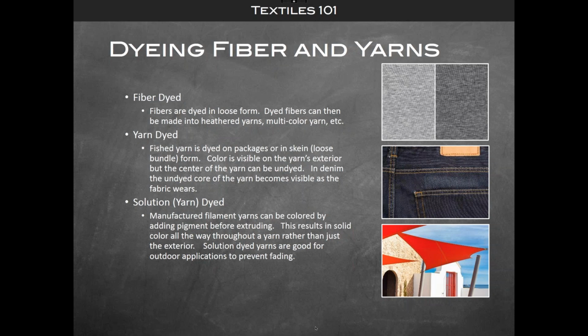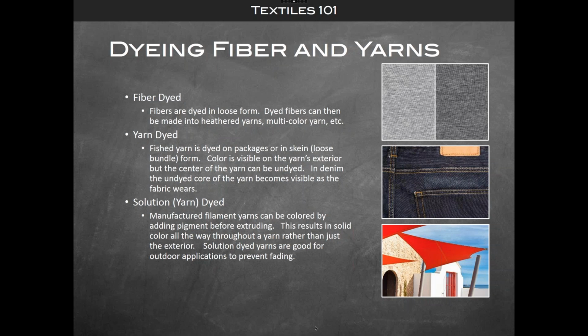And an example of a type of fabric that uses yarn dyed yarn very frequently is denim. So as you wear your denim, you will see that the color gets lighter over time. And that's because you're wearing off the yarn dye and getting more to the core of that yarn, which has not been dyed.